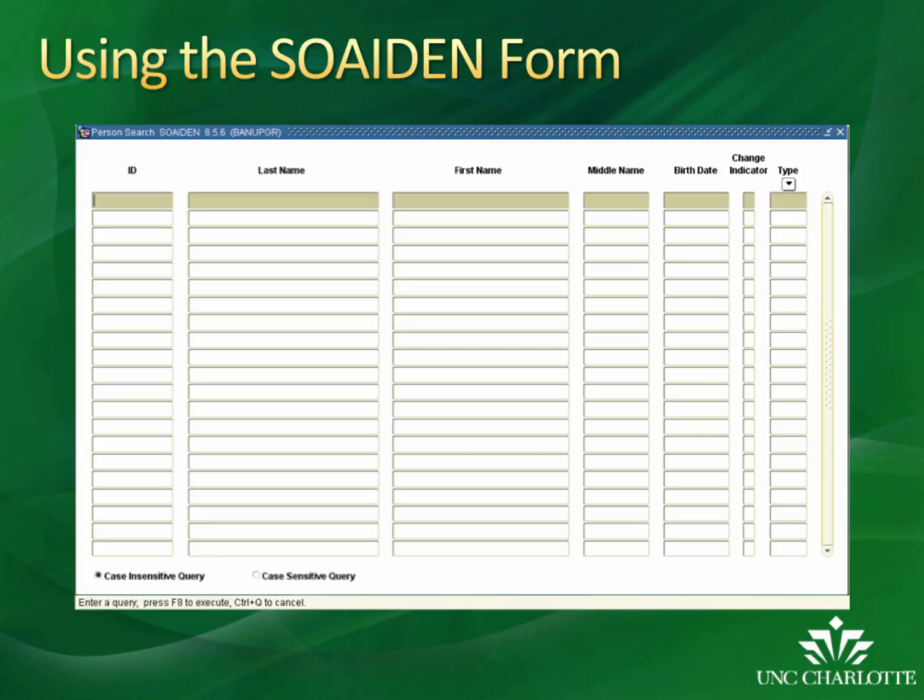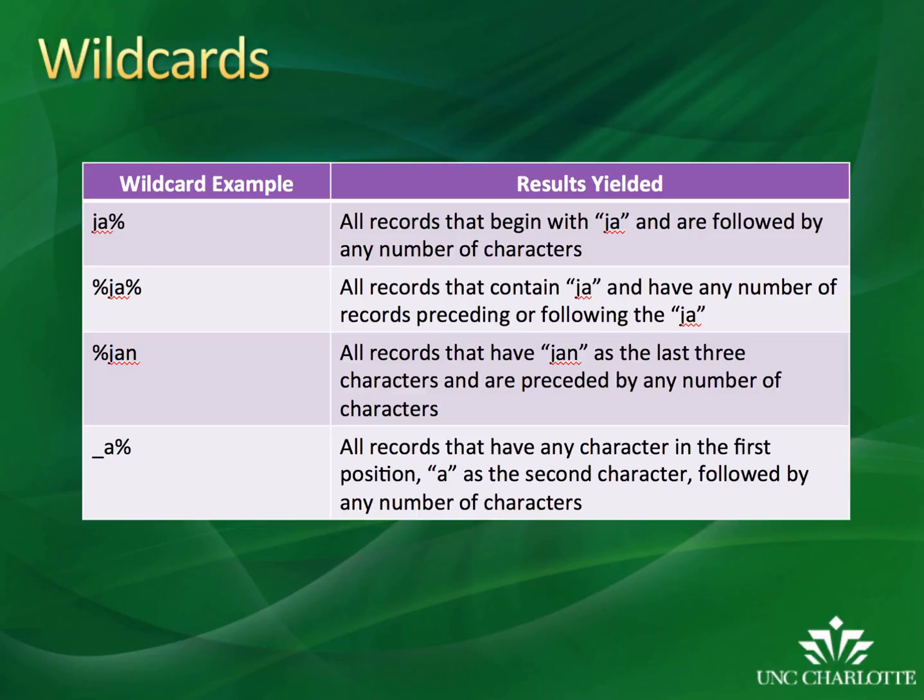Please remember, you can always tell when you are in search mode because the auto hint line will always display: enter a query, press F8 to execute, Control Q to cancel. Wildcards allow you to search with greater flexibility. Incorporating a wildcard into your search criteria tells Banner that you are requesting a broader search for records that contain the exact letters or numbers that you entered.